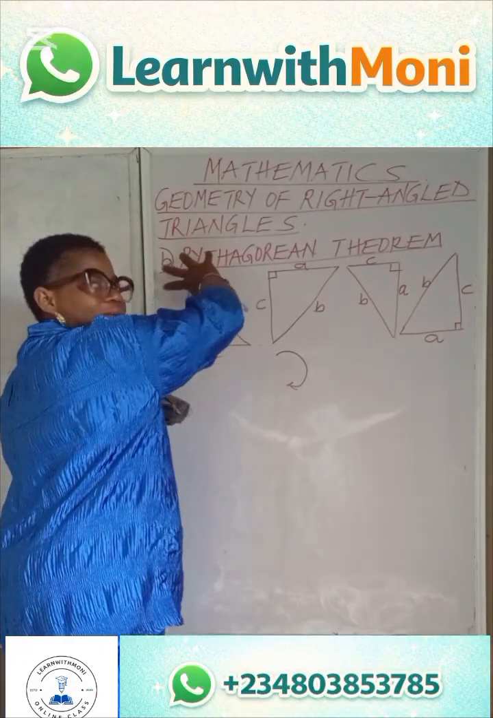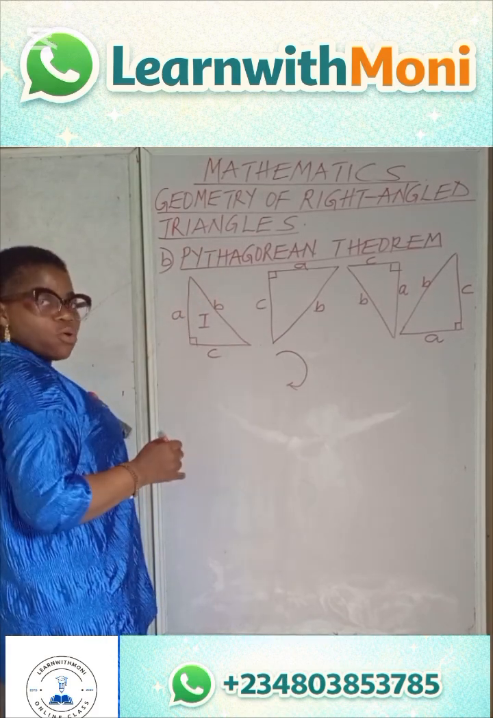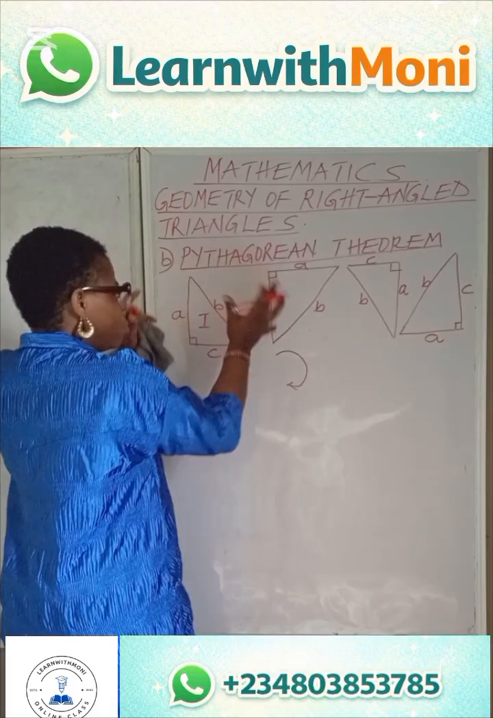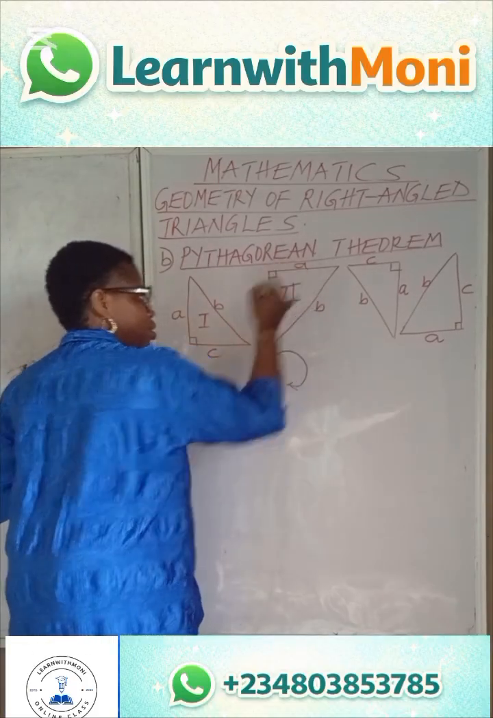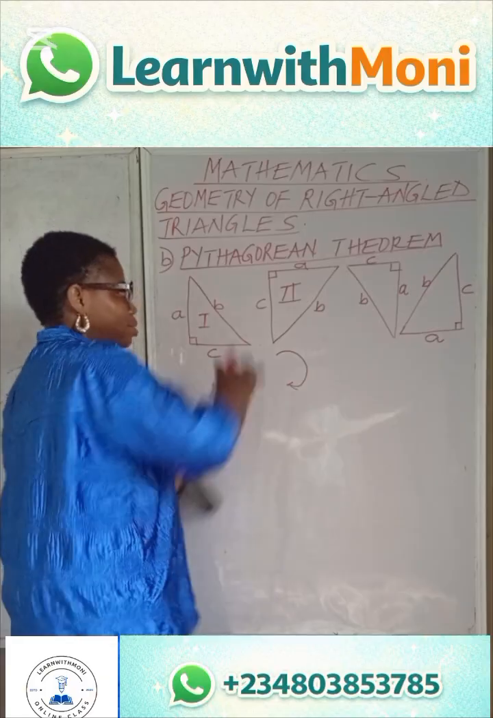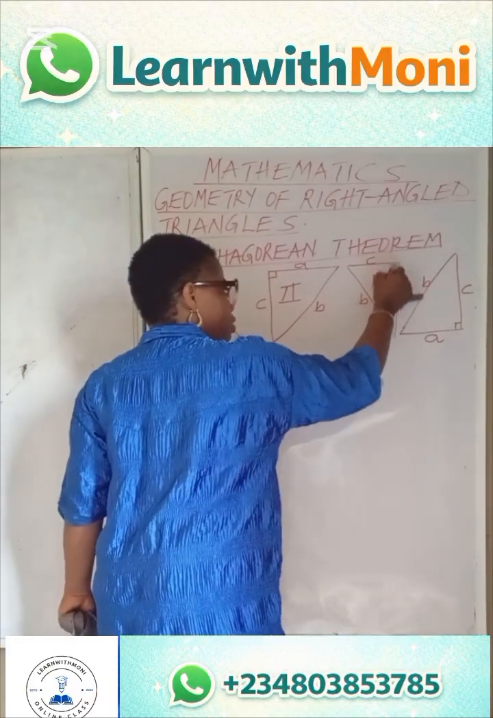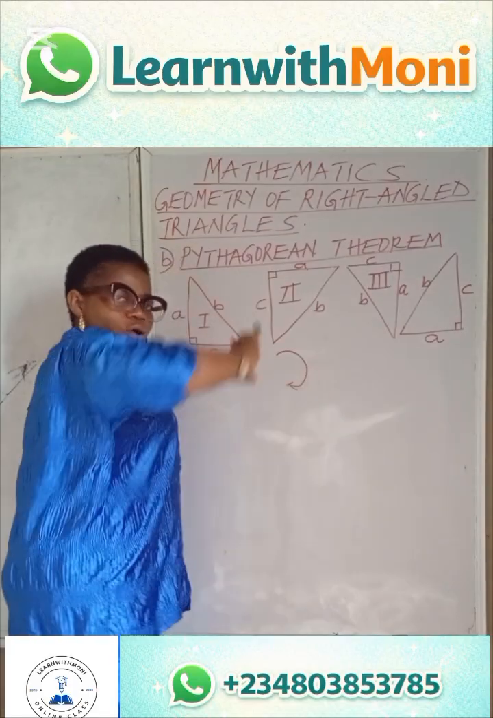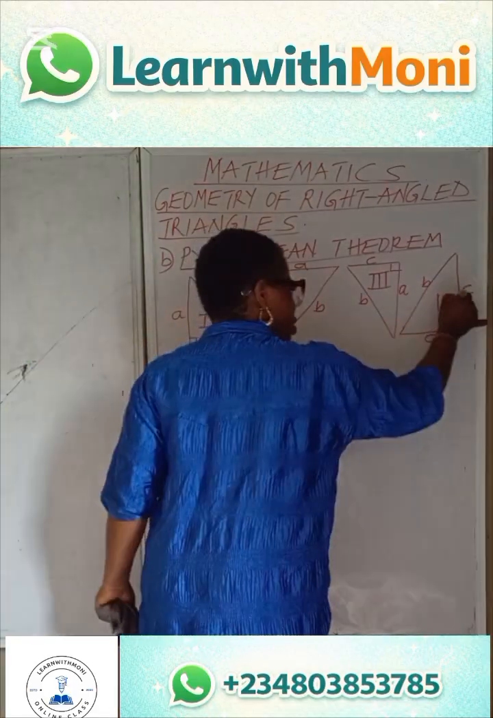Pick this right-angled triangle, I call it 1, and rotate it clockwise. It's going to give you these 2, and continue the rotation clockwise. You're going to get the 3. Continue the rotation clockwise, it is going to give you this 4.